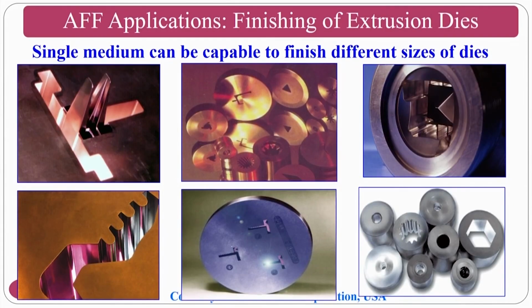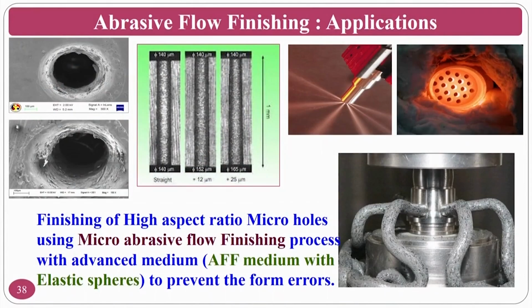These are the extrusion dies. Various types of extrusion dies can be finished by the abrasive flow finishing process, and you can also do the finishing of multiple holes in a die. That also is possible.